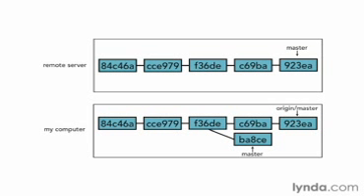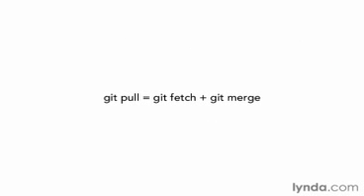I want you to know about a shortcut called git pull. Git pull is equal to git fetch plus git merge. It does it all in one step. It goes out there, finds the latest, brings it down, and merges it into your current branch, all in one big shortcut. Now there are a lot of pros and cons to using git pull.